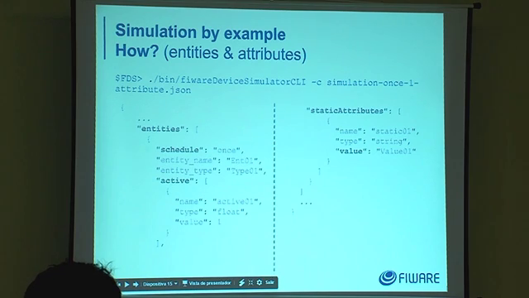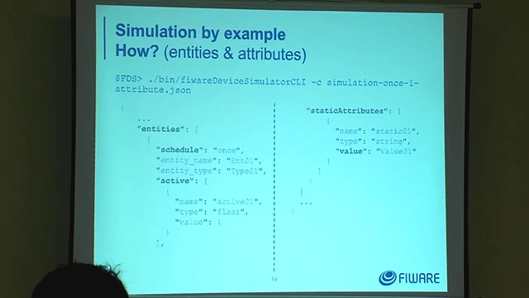If I include it in the active property, it will be only included in the request where that attribute is going to be really updated, to make it more efficient. So this is all you have to do to send a request to the context broker instance we saw before.